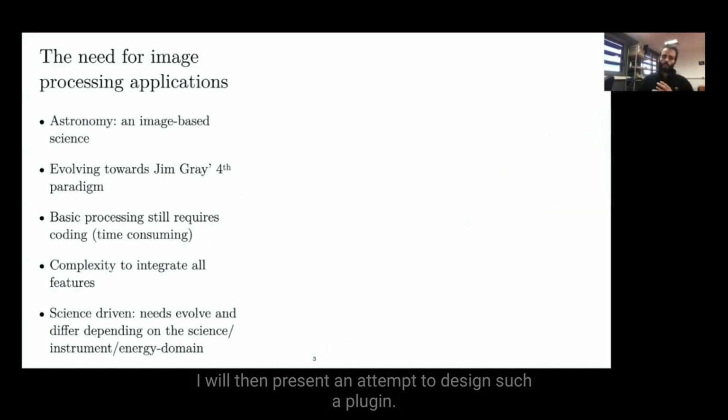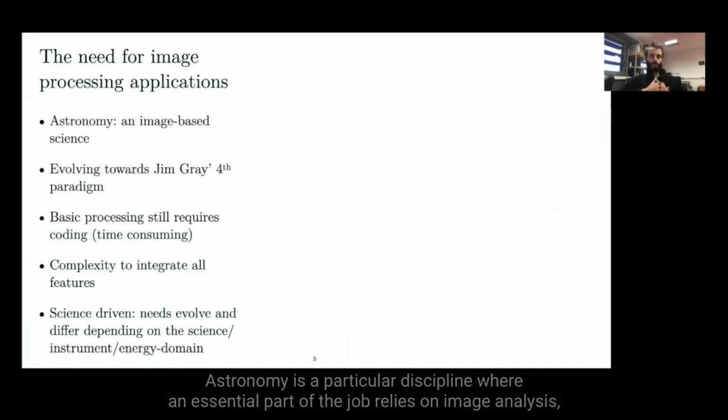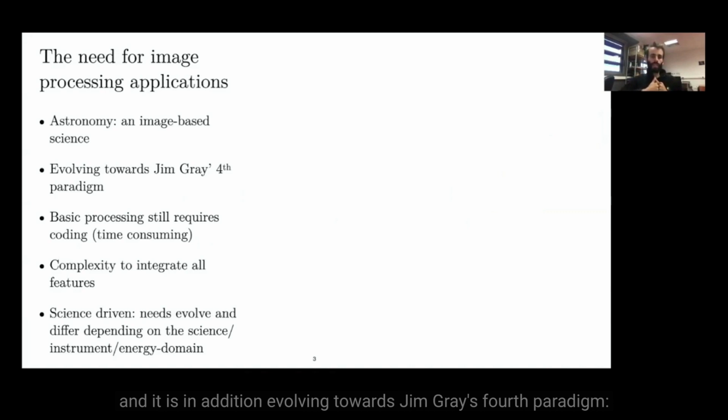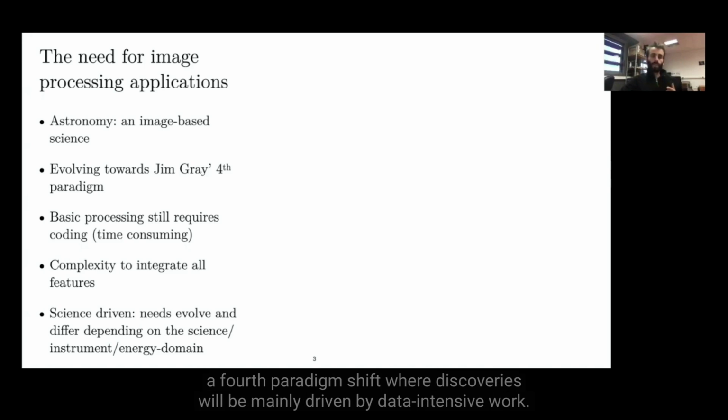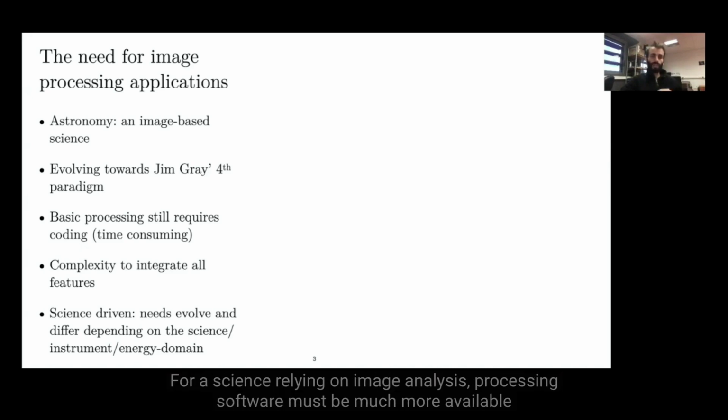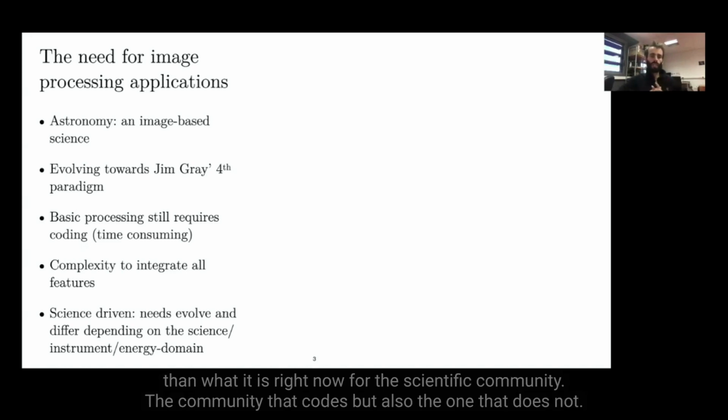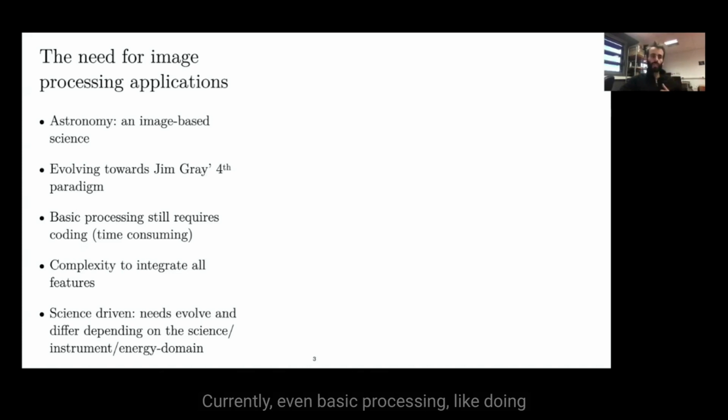So, astronomy is a particular discipline where an essential part of the job relies on image analysis. And it's in addition evolving towards Jim Gray's fourth paradigm, basically stating that after science discoveries being driven by empirical evidence, scientific theory, and computational science, now science undergoes a fourth paradigm shift, where discoveries will be mainly driven by data-intensive work. And for science relying on image analysis, processing software must be much more available than what it is right now for the scientific community. And the community that codes, but also the one that does not.